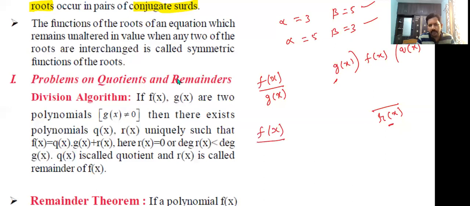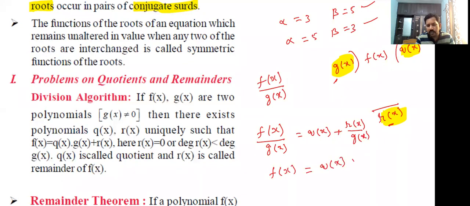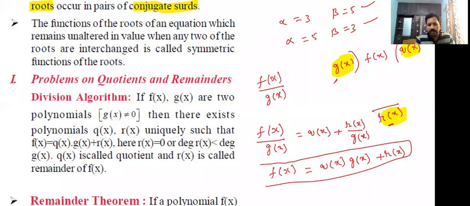F of x divided by g of x is equal to, first we can write q of x plus r of x by g of x. Understood, students? Right hand side, first we need to write q of x plus r of x divided by g of x. And left hand side, right hand side, take LCM. Left hand side denominator, right hand side denominator, both are going to cancel. Then we get f of x is equal to q of x into g of x plus r of x. This is called division algorithm.